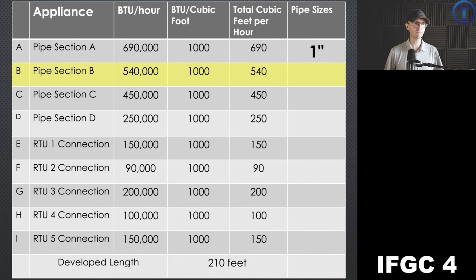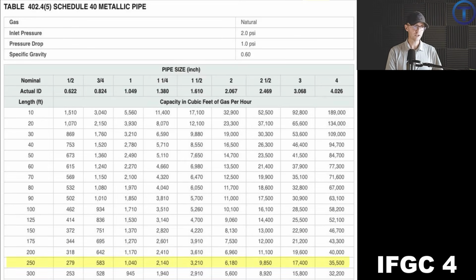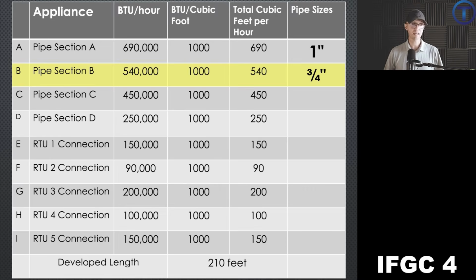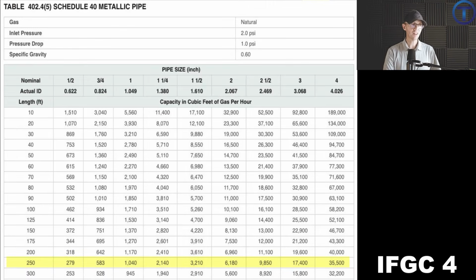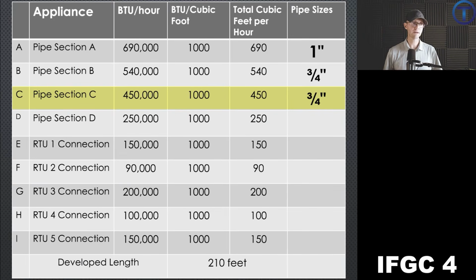Let's go with the 540 on section B. I'm going down to line 250. 540 is more than 279. It's less than 583. I can stay in this column, go to the top, and I've got 3/4 inch pipe. I'll put that on my table. Look how much we're already going down. Okay, section C, 450 cubic feet per hour. Take it to my table. I'm on line 250 for my developed length, and I have 450. It's more than 279, but it's less than 583. Go to the top. I still have 3/4 inch pipe running along. Put that on my table.